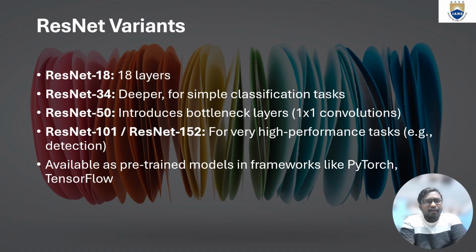ResNet variants: ResNet 18 and ResNet 34 are deeper options for simple classification tasks, and ResNet 50 introduces bottleneck layers with 1 by 1 convolutions. ResNet 101 and ResNet 152 are for very high performance tasks, for example face detection or voice detection. They are available as pre-trained models in frameworks like PyTorch and TensorFlow.